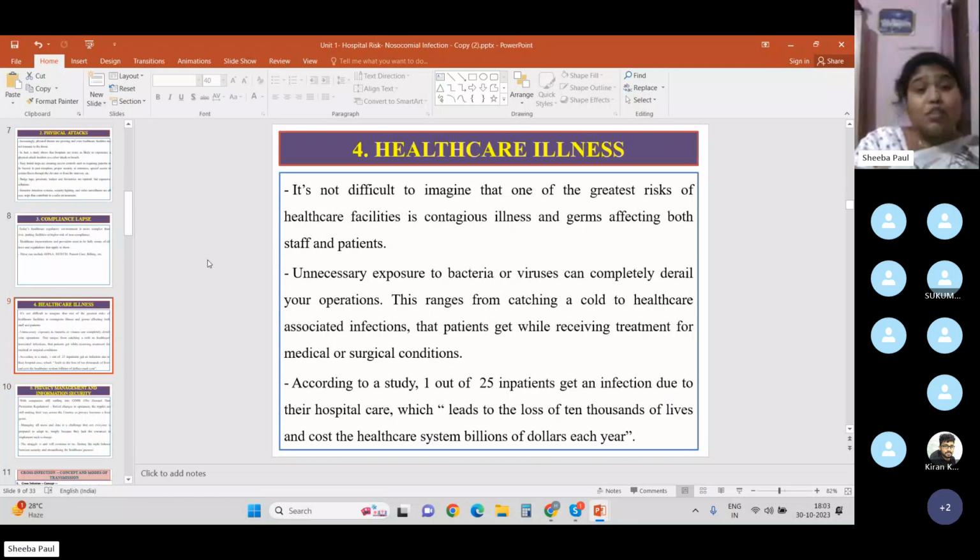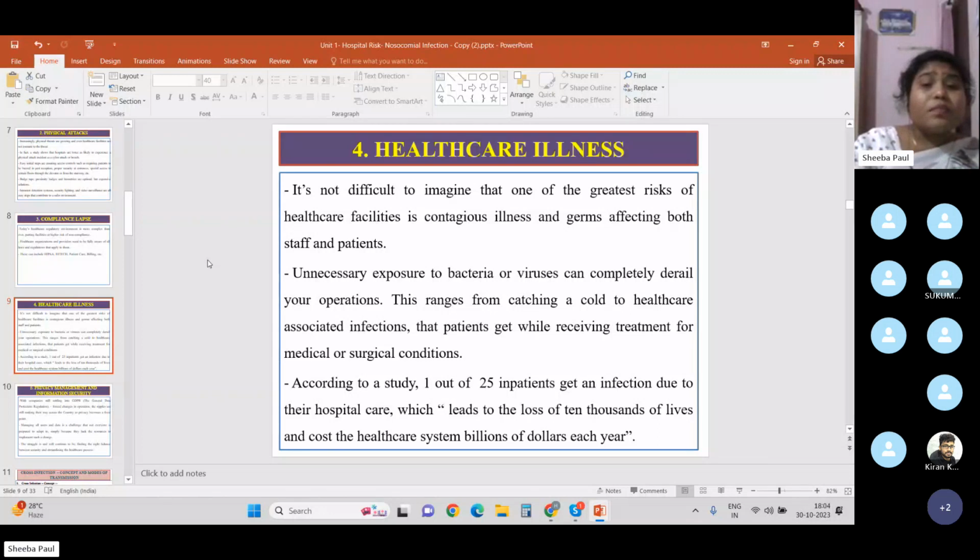Healthcare illness, it is not difficult to imagine that one of the greatest risks of healthcare facilities is contagious illness and germs affecting both staff and patient. So healthcare illness is nothing but, the first point states, cross contamination. Infection can be from patient to the medical staff, or from the staff to the patient. So unnecessary exposure to bacteria or virus should be controlled.